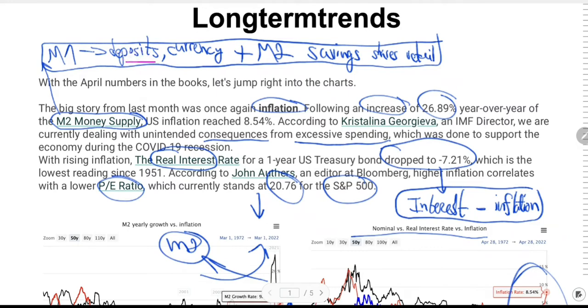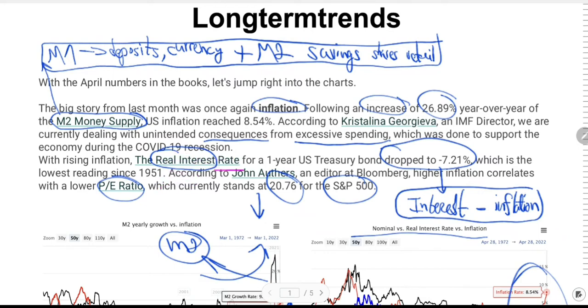M1 is all the immediate cash like deposits, currency. This is M1. This is why it's called M1. M2 adds to it savings and some shares on retail. So it's a little bit on top of the M1 with additional savings. So M2 is the one that they're saying here was increased by 26%.